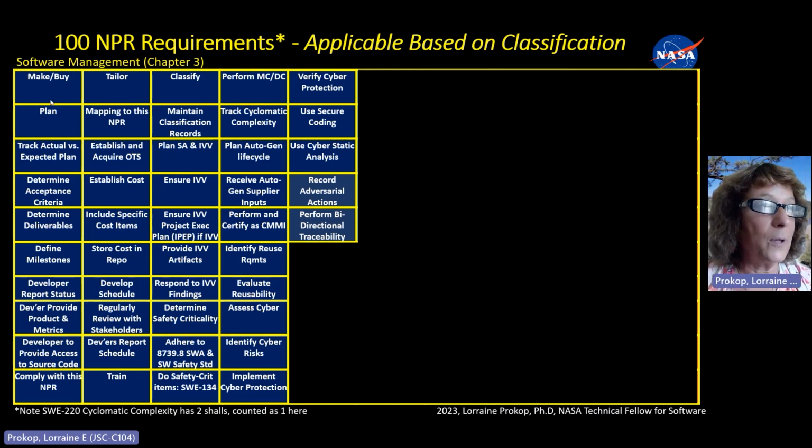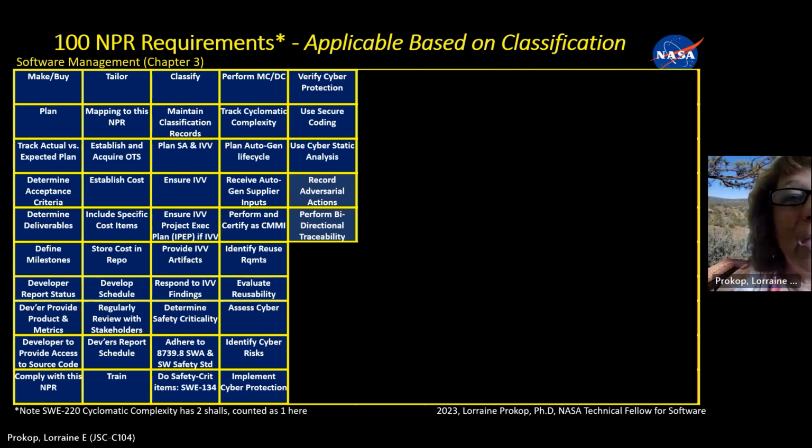But first of all, perform a make-buy. Should you build it or not? Develop a plan. Track your progress against the plan. Determine acceptance criteria. Determine deliverables. Define the milestones. Require developers to report status, and also to provide the product and metrics, and provide access to the source code. Comply with this NPR. Second column, tailor.